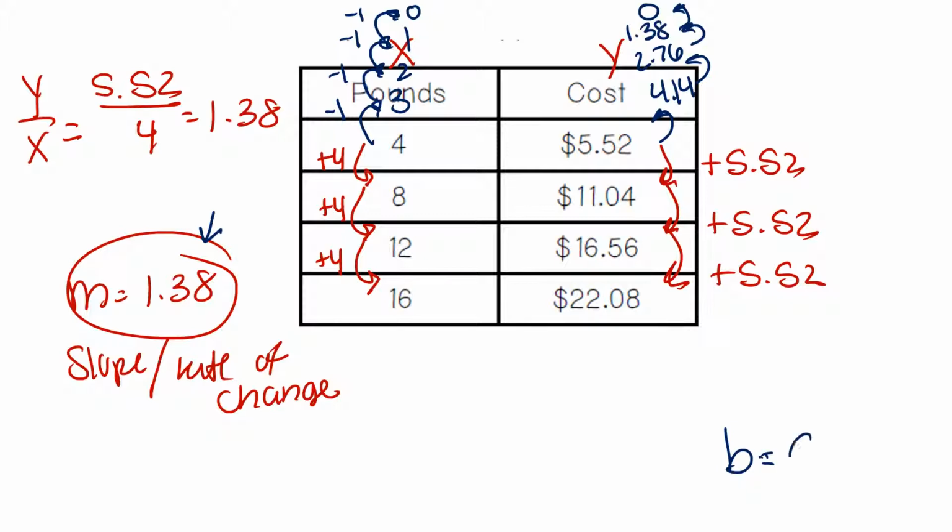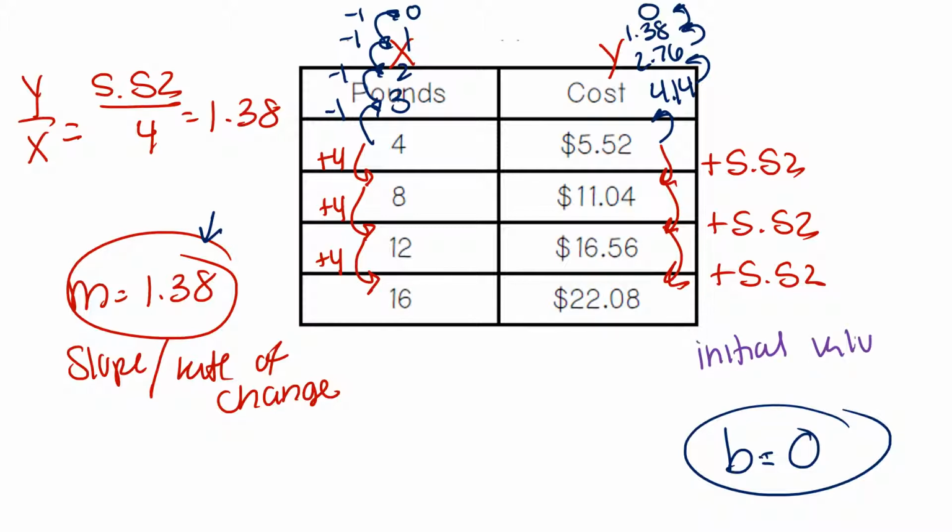In this instance, the b value is also 0. That's okay. That can happen. The b value, which stands for the initial value, also called the y-intercept, is 0.